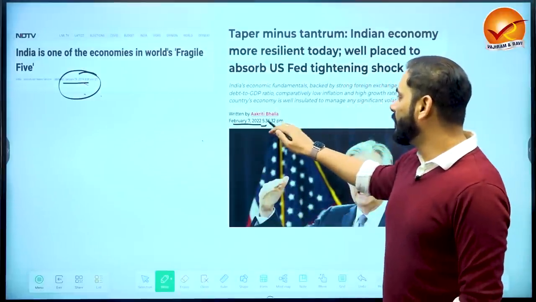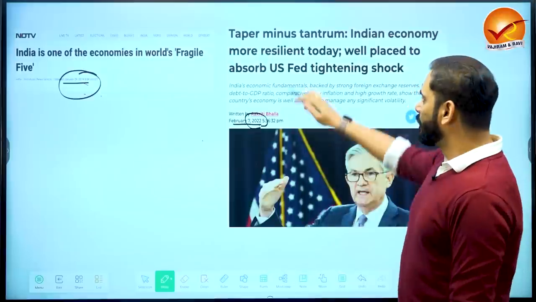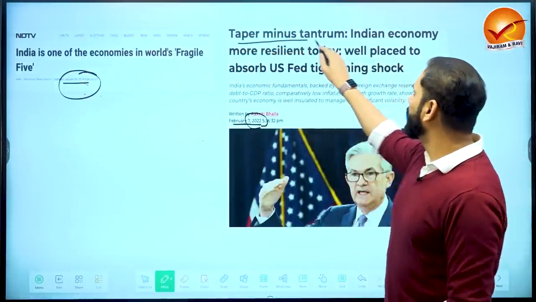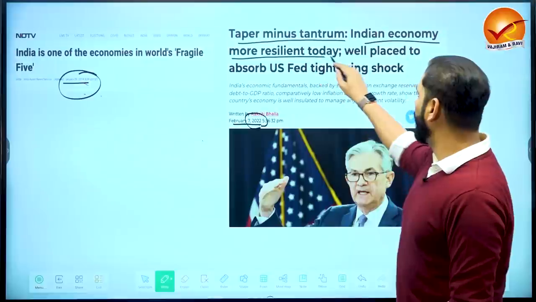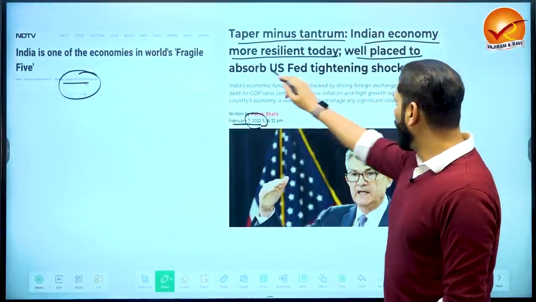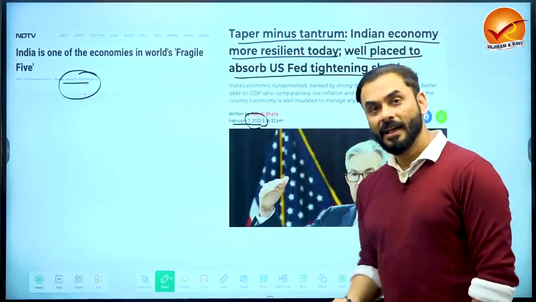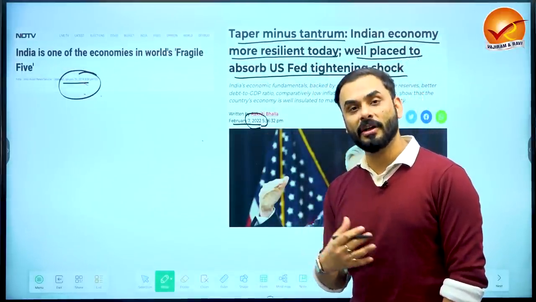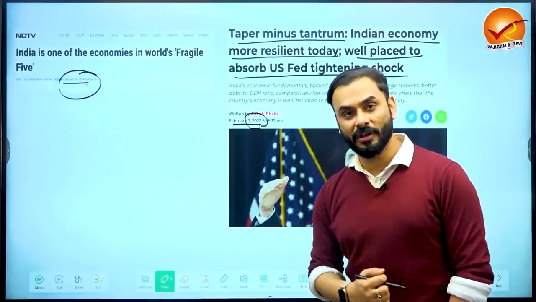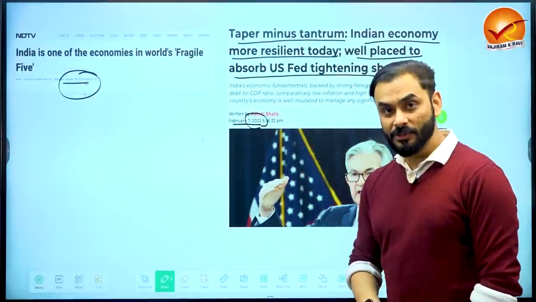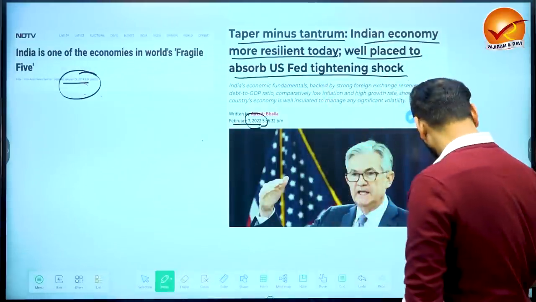Now look at the news item in 2022. This is February 7, 2022, a few days back. So it says, taper minus the tantrum, Indian economy more resilient today, well placed to absorb US Fed tightening shock, which means we are more resilient and we can face any shock which is given to us in the nature of economic shock. These are the two news items. So let's compare what happened in 2013-14 and what is happening today.